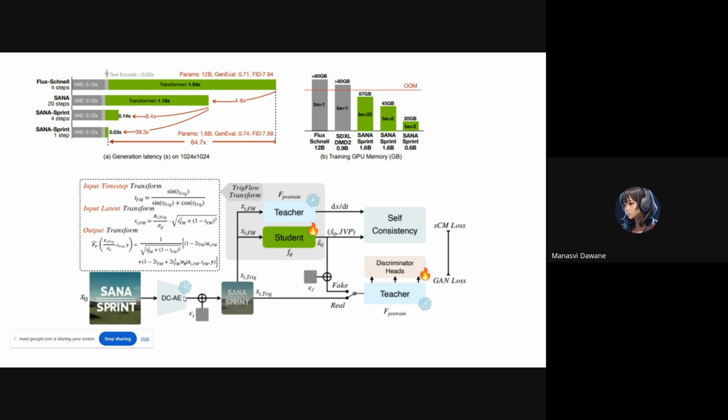And this is the noise added, and we get Xt trig. So this is the random Gaussian noise added. And this term is the noisy latent in TrigFlow format. Trig is trigonometry. It uses sine, cosine, parametric stuff for noise scheduling.